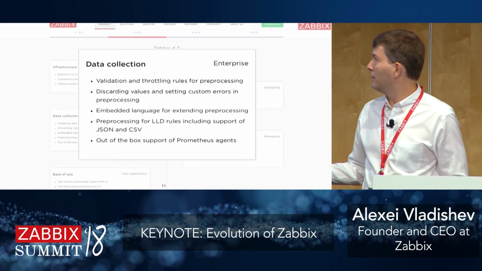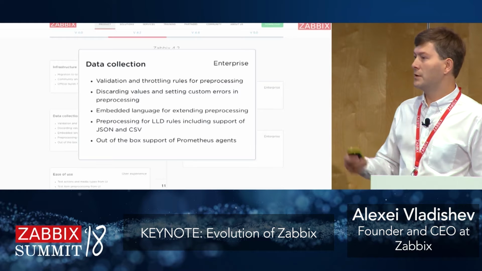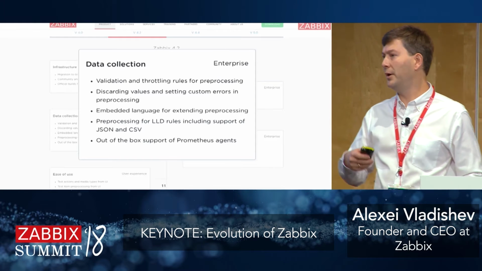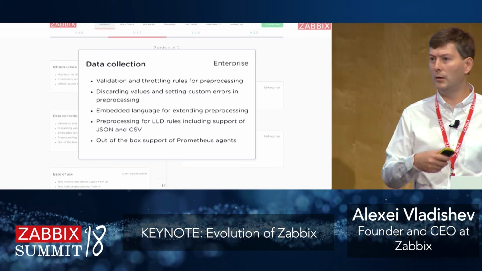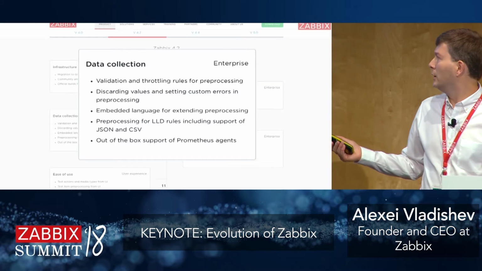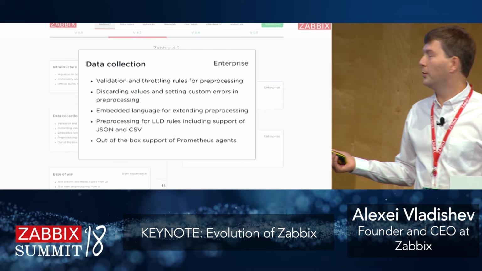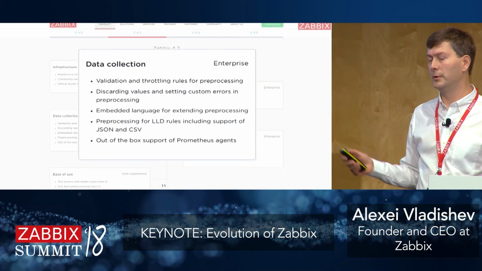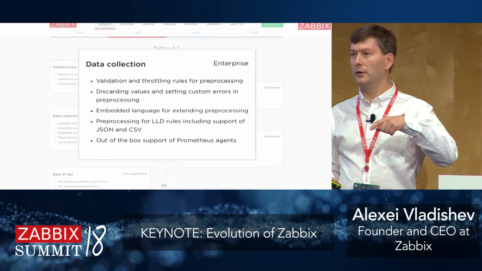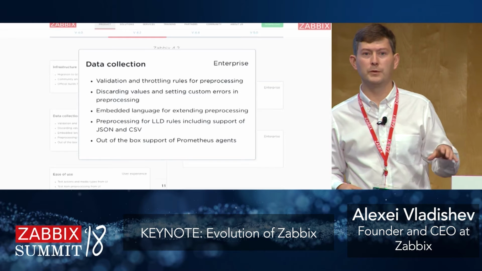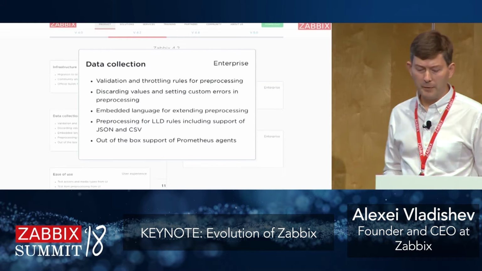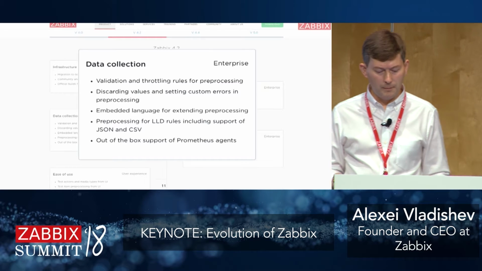Out of the box, Zabbix already communicates with SNMP, IPMI, JMX, and the HTTP agent. Now, it is already possible to talk to Prometheus, no problem at all, using the HTTP agent plus preprocessing based on regular expressions, but maybe that's not the most efficient way to do it. So there will be native support of Prometheus agents. What else?